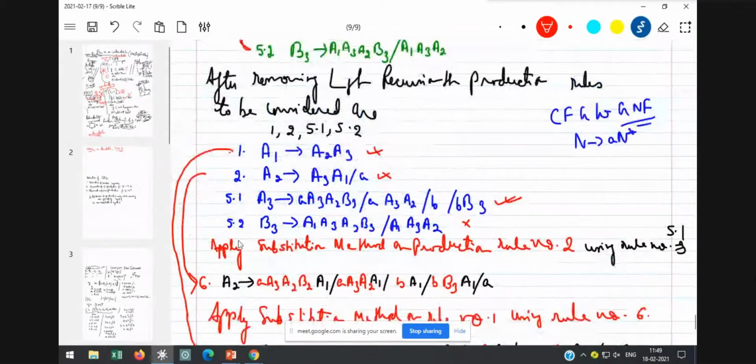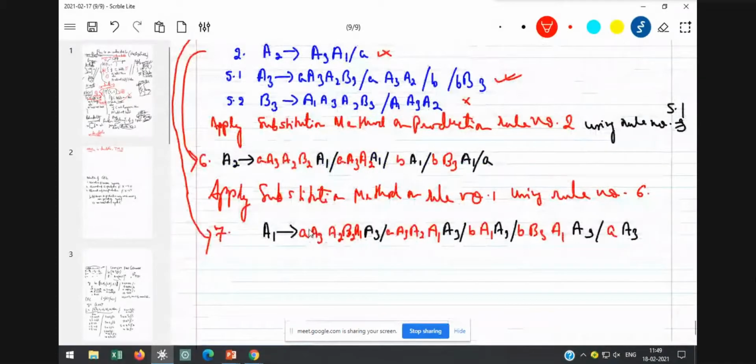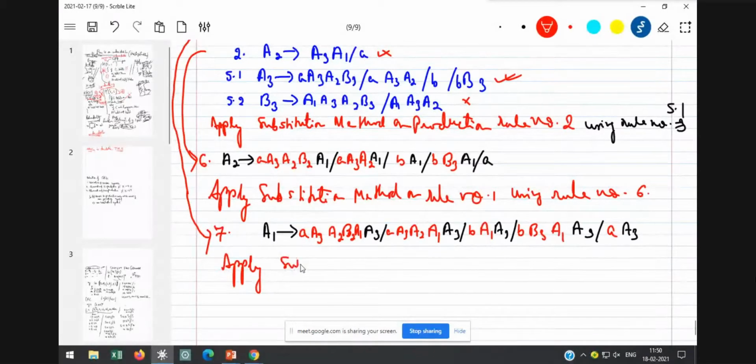Okay. Now, which are the production rules which are not in GNF format? It was 1, 2, then 5.2. Now, let me perform the substitution method. Apply the substitution method on rule number 5.2 using rule number 7.